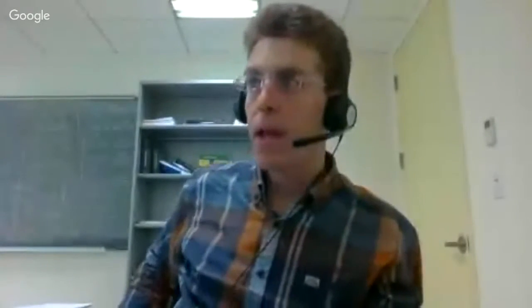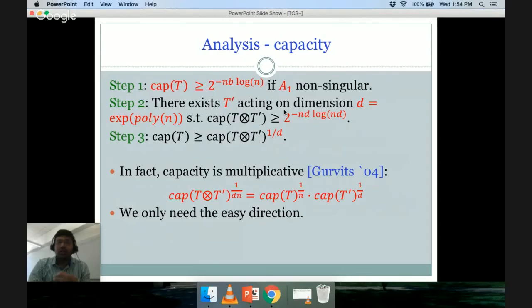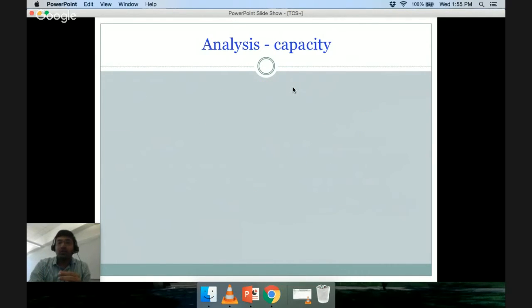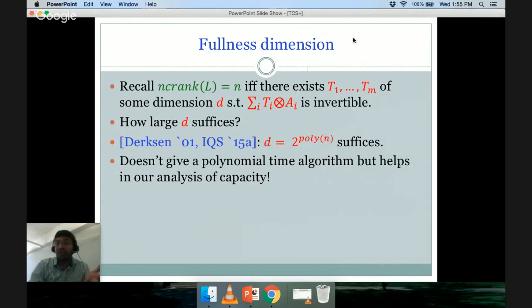Sorry, Ankit, can you explain again how you got to step 2 from step 1? Okay, I was trying to skip a step. In fact, step 1 also holds if not only one of A1 to Am is invertible, but there's a matrix in the span which is invertible. If the non-commutative rank is full, then there are matrices T1 to Tm such that this sum is invertible.